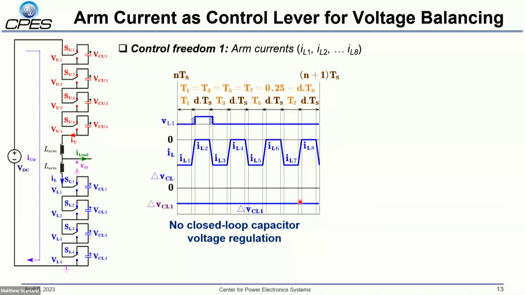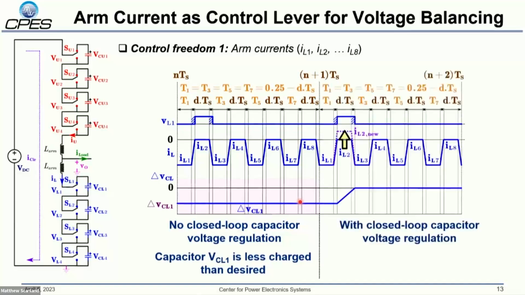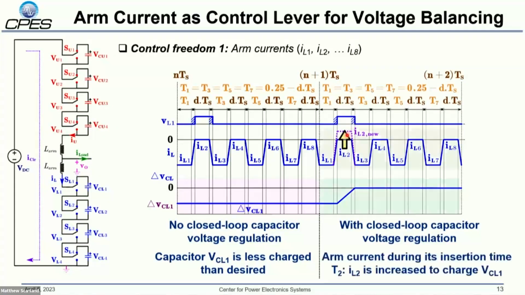And the idea here is, if we see L1 is less charged than it needs to be, how can we bring it back to its reference value? Well, it's fairly simple. It's only inserted for one time period. We don't have anything else to do than to increase the current through it, to charge it more. And we can easily do that. So whenever the capacitor across VCL1 is connected, we pass more current through it. That allows us to balance the capacitor, bringing the capacitor voltage back to its reference value.